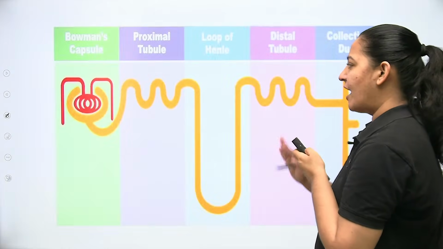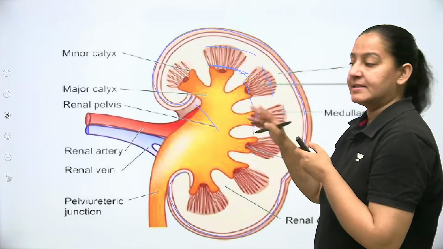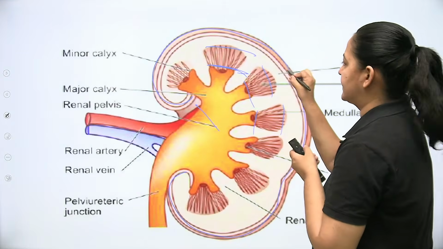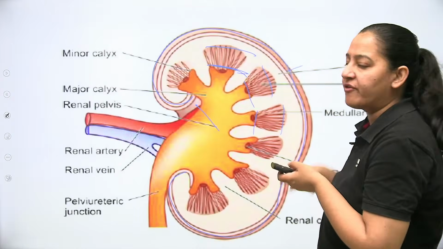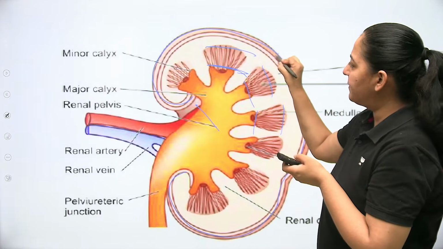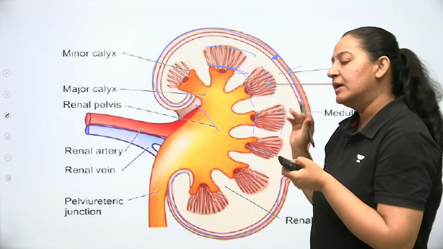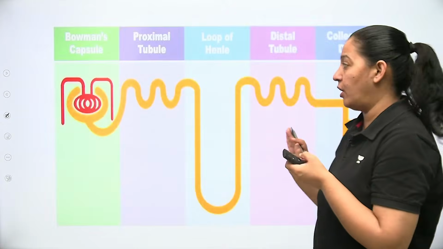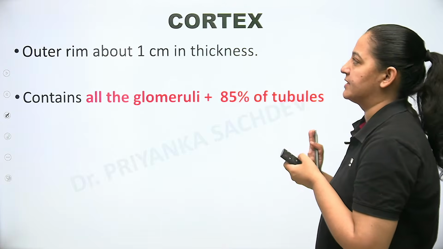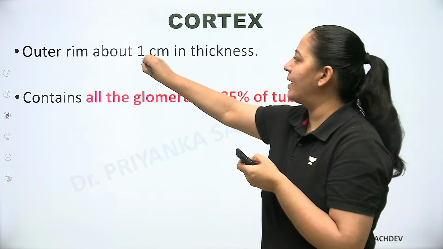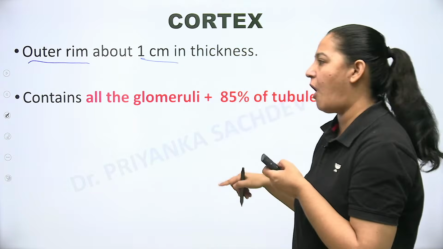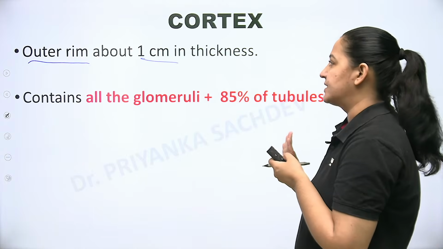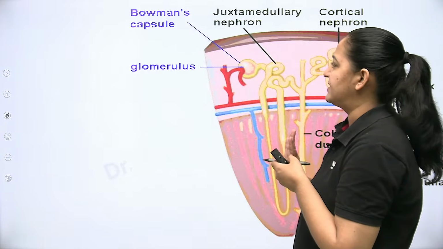Now, where are the nephrons present? The nephrons are basically present in the cortex. All the 1 million nephrons are present in the outermost rim, the outermost 1 centimeter thin rim of the kidney. All the nephrons are present. So the cortex is about 1 centimeter thick. It is the outermost rim of the kidney. You can appreciate the outermost rim. It is the cortex, right? So that is the cortex we have seen.